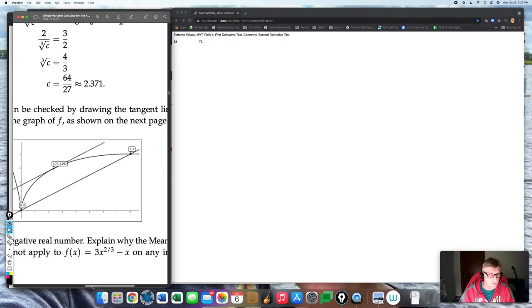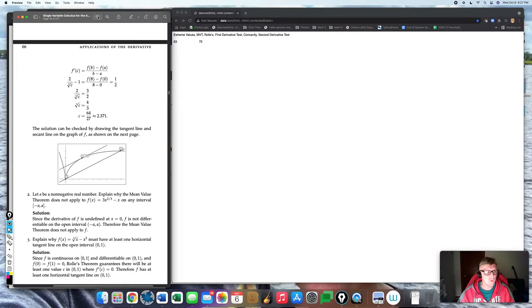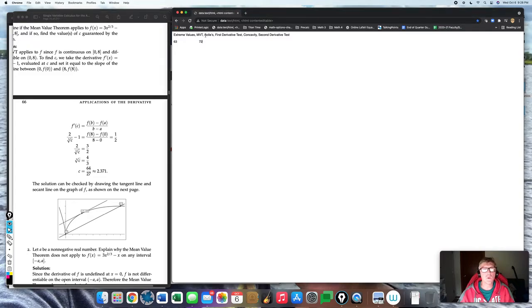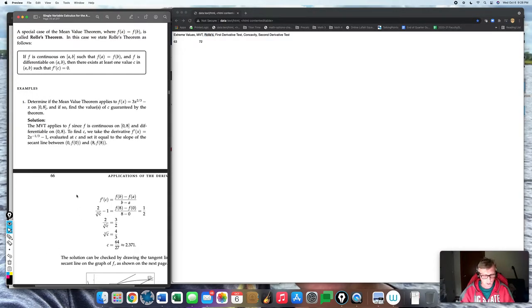This is the function that we were just dealing with on the closed interval from 0 to 8, and this 2.37 is the C value. So you can see that the tangent line at that value does have the same slope as the secant line drawn between the endpoints. Okay? All right. Now, you're going to need to know what Rolle's theorem is. It's important to know this because Rolle's theorem is a special case of the mean value theorem. Okay. So what am I talking about?